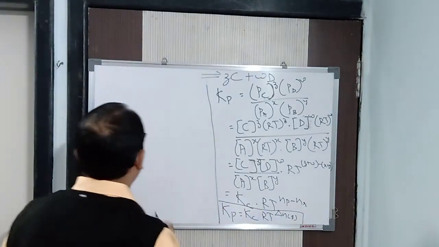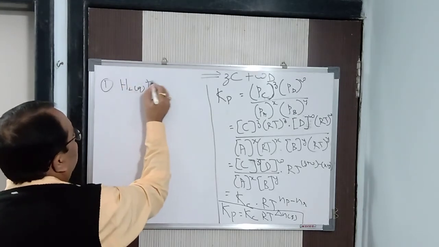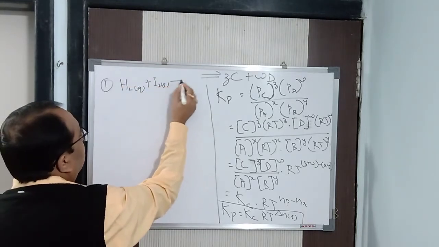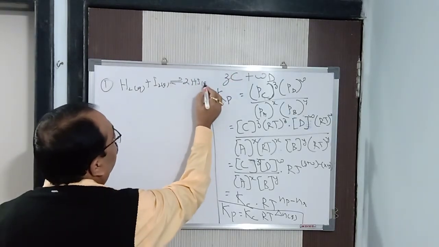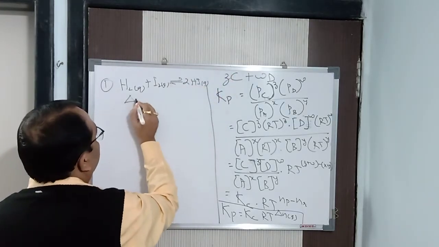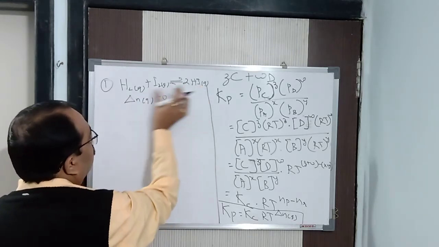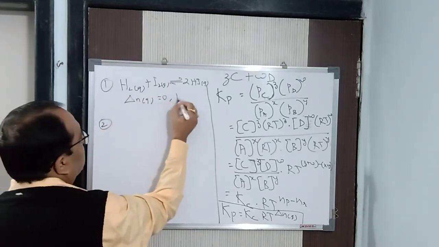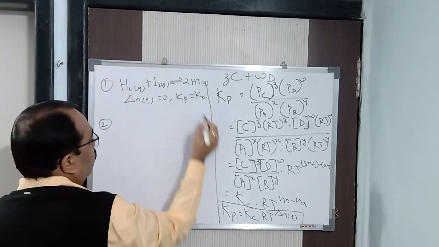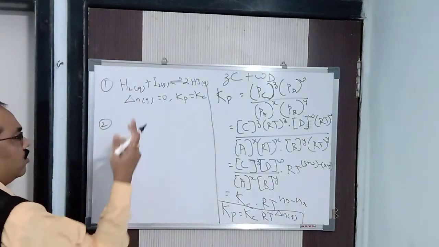When is delta Ng 0? See that, H2 gas plus I2 gas gives 2HI gas. In this case, delta Ng is equal to 0, because the number of moles of the product is 2, and the number of moles of the reactant is 2. 2 minus 2 is 0. So here in this case, Kp is equal to Kc. You can put the value: delta Ng 0 means RT to the power 0, and anything to the power 0 is 1.